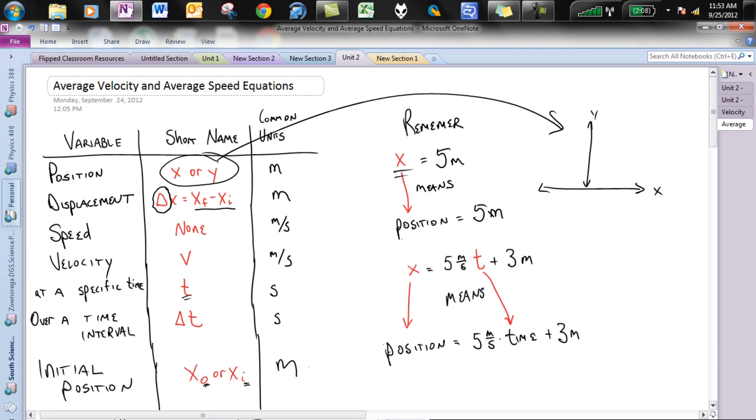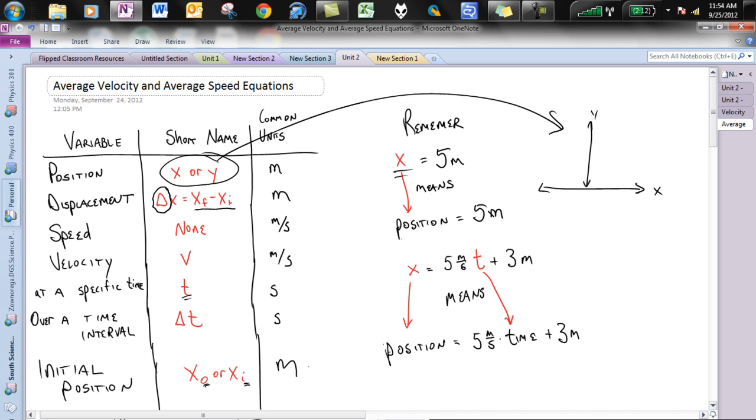Speed, there's actually no short name for that, so I'm going to ask you to just write it out. Some books have used S. I don't like S just because it refers to our seconds, which can be kind of confusing. So let's just write it out as speed. Velocity, V. Time, T refers to a specific time, and then delta T refers to over a time interval. So I want you to take a closer look at that. We will start using those differently as time goes on. Ha ha ha, no pun intended there. Oh, I'm on a roll.